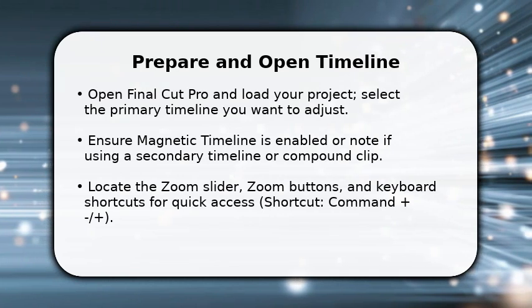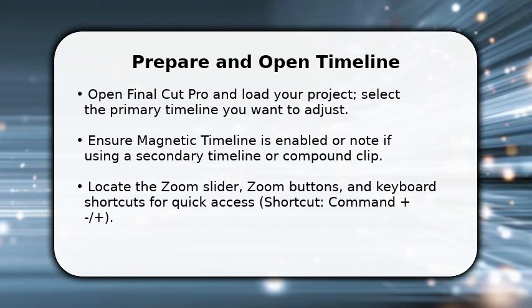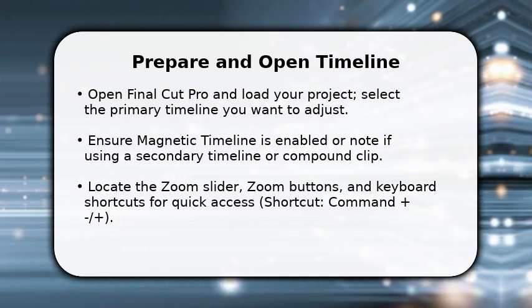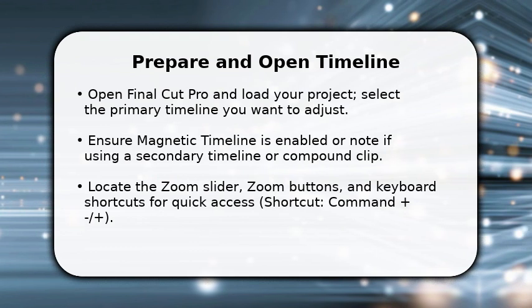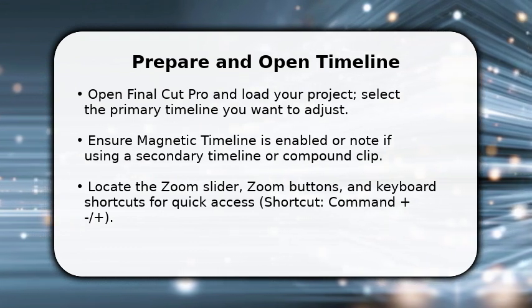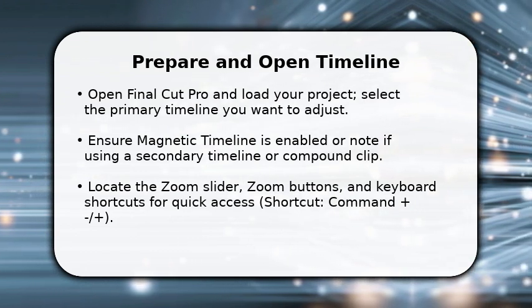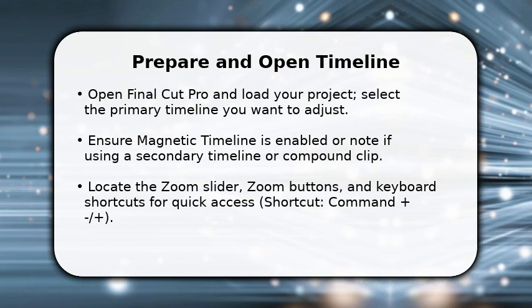Open Final Cut Pro and load the project timeline. You'll zoom out. First, confirm you're in the primary timeline and note whether magnetic timeline is on because it affects clip behavior when zooming. Next, locate the zoom slider at the bottom right of the timeline, the minus and plus zoom buttons, and remember the keyboard shortcuts.